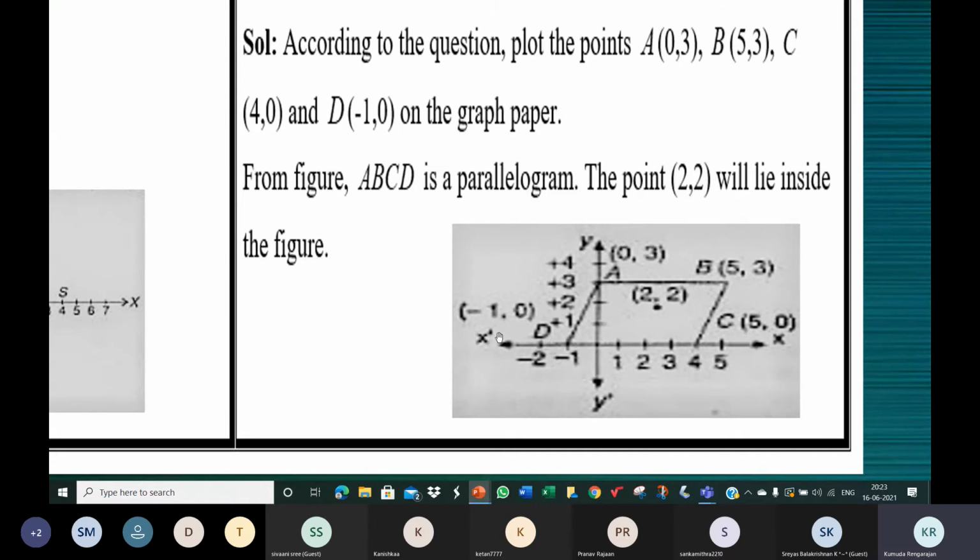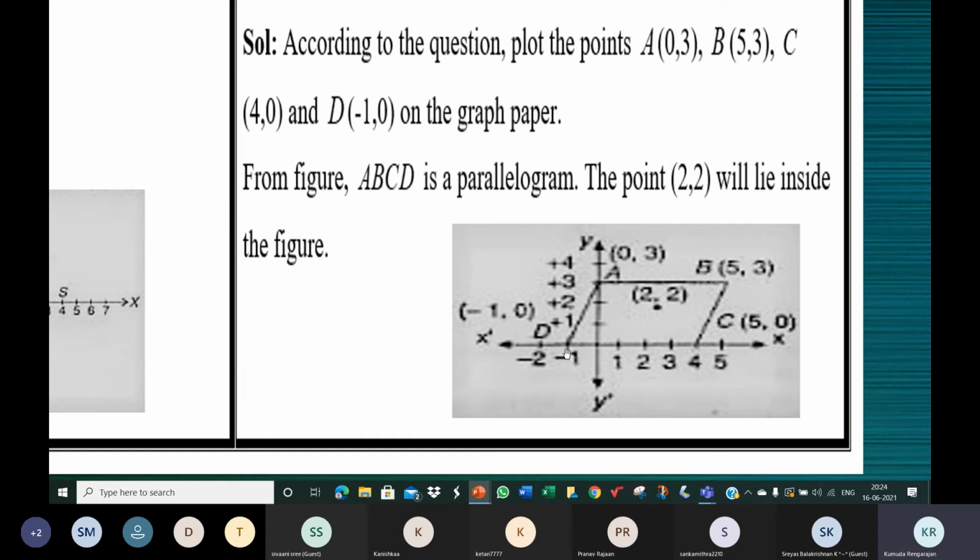Now, how do we know it's parallel? CD is on the x-axis. AB and CD are parallel to each other because you can see that side AB is at a distance of 3 units above the x-axis. From here to here is 3 units. Also, the y coordinate is 3, which represents the perpendicular distance from the x-axis. So this one is 3 units.